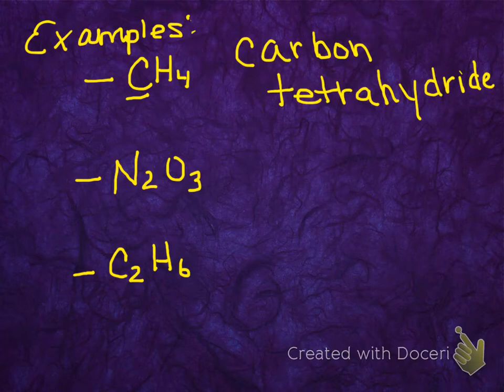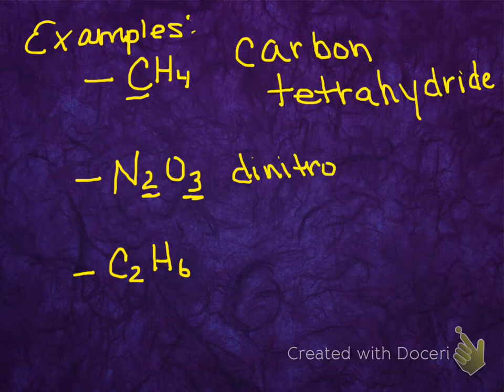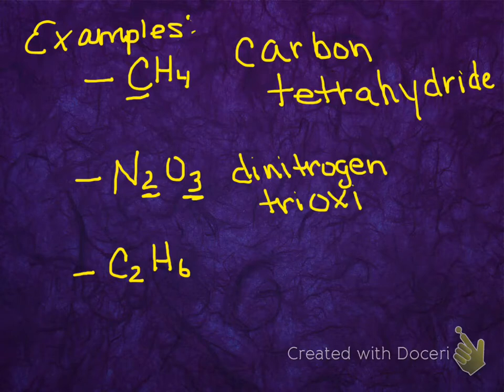Second example, N2O3. So we've got 2 nitrogens, 3 oxygens. The prefix for 2 is di. So we're going to write dinitrogen. Tells us we have 2 nitrogens. 3 is tri. Oxygen, but we change the ending to IDE, so oxide. Dinitrogen trioxide.